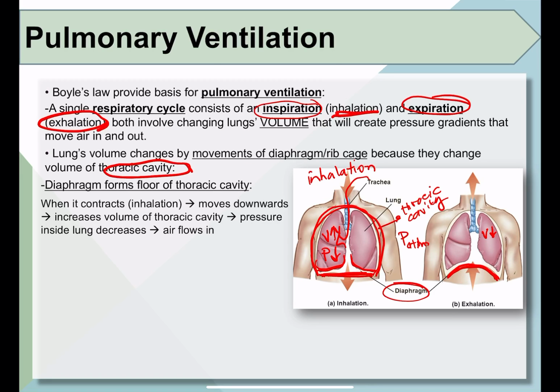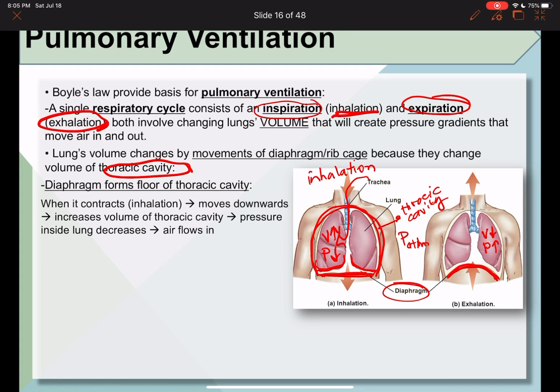If volume goes down, according to Boyle's law, the pressure in your lungs goes up. And again, because gas will travel from an area of higher concentration to an area of lower concentration, the fact that pressure has increased is what's going to force the air from your lungs outwards into the atmosphere. So this is how we are able to achieve exhalation.